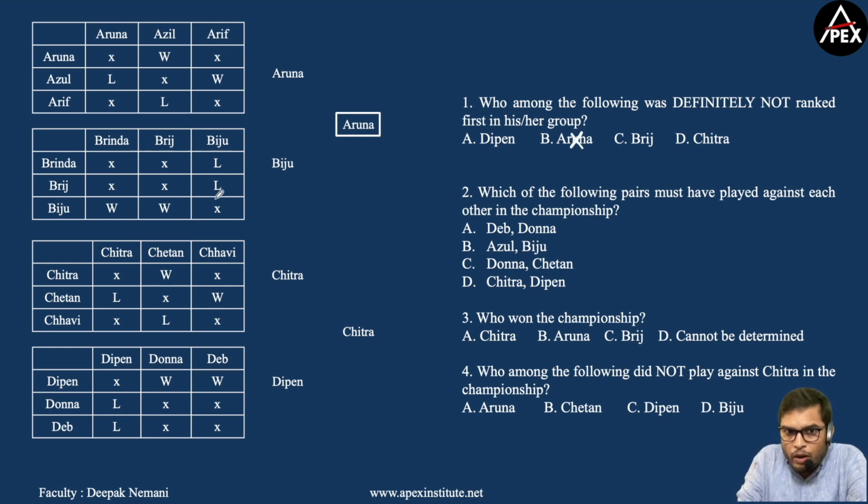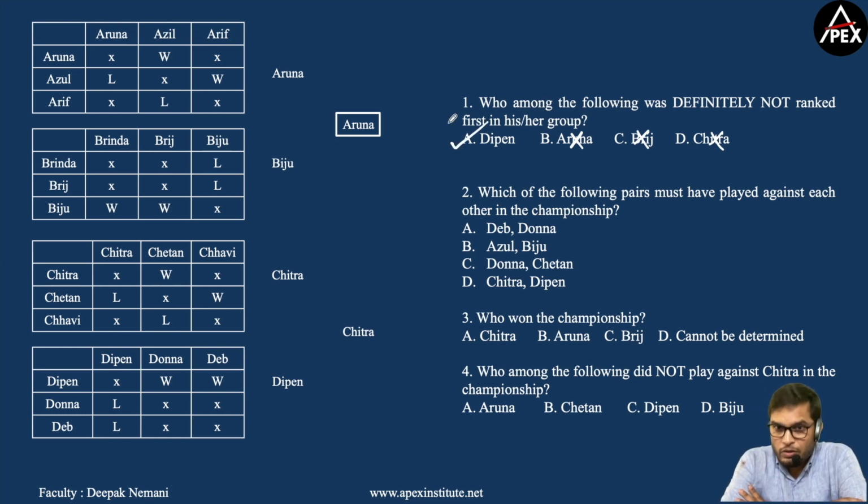Now we have Bridge playing only 1 game in the qualifier round, so Bridge cannot be the answer. Chitra, we also have Chitra playing only 1 match in the qualifier round, so Chitra cannot be the answer. Now coming to Dipen, so we have Dipen playing 2 games in the qualifier round. So Dipen cannot be the rank 1 player from his group. So the answer for this question should be option A.